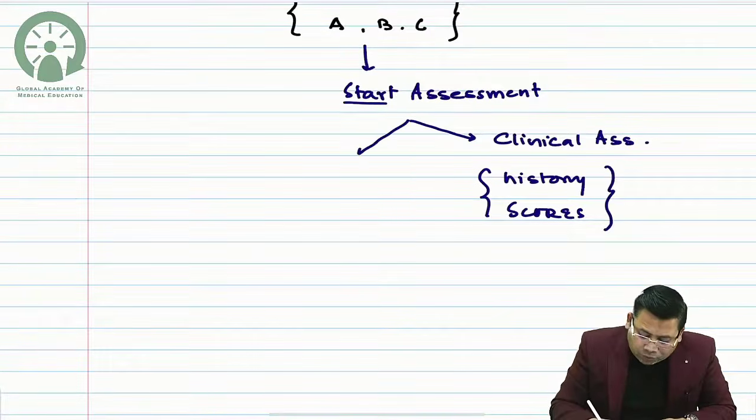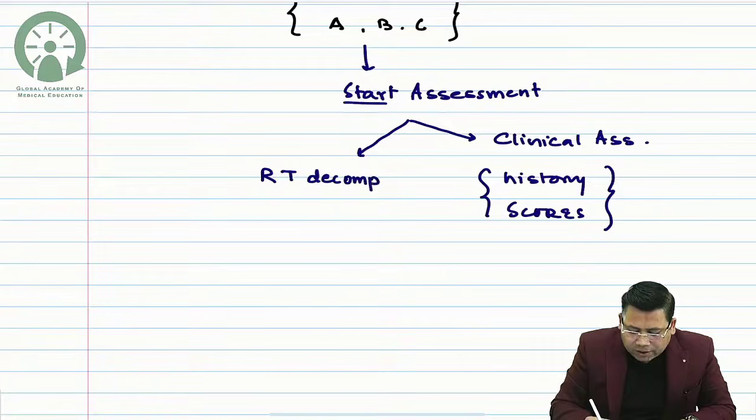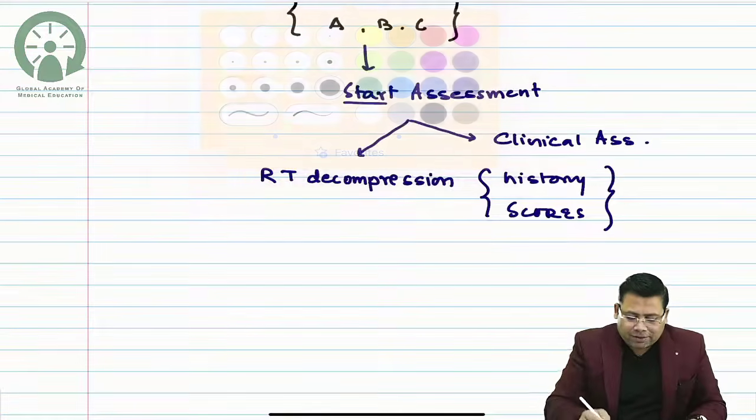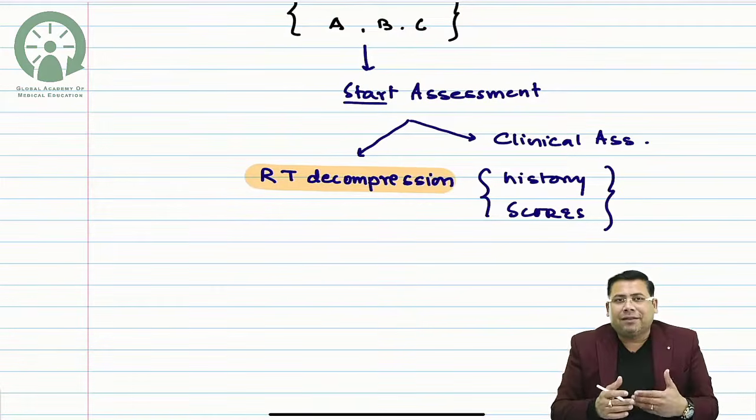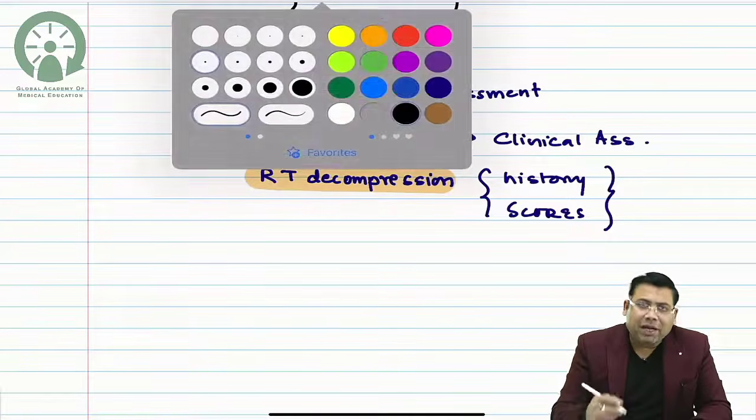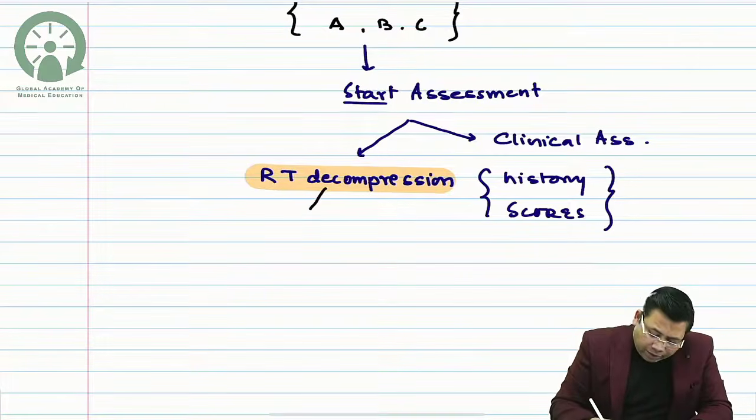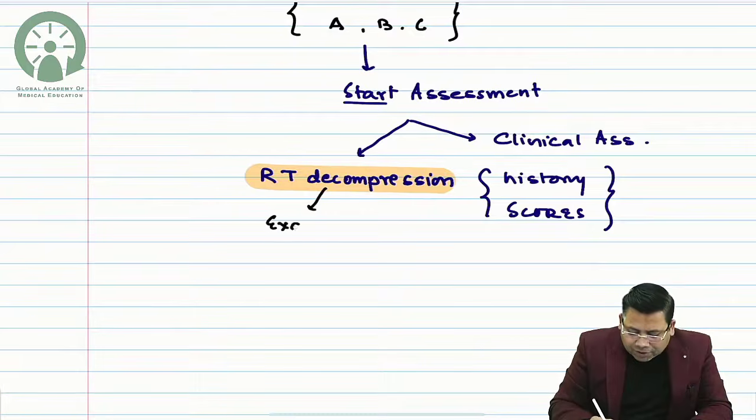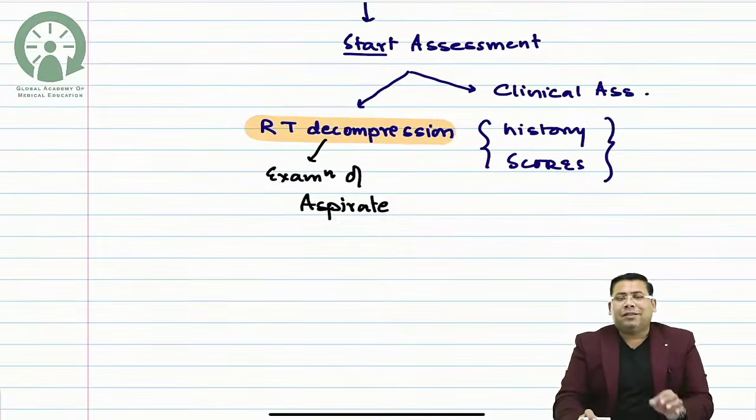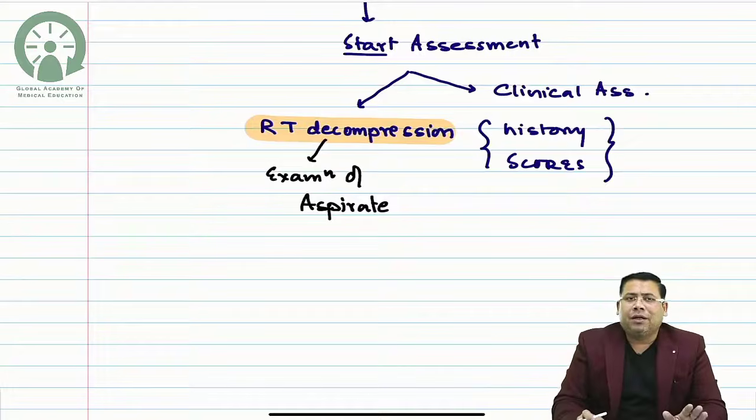And then you will always go for Ryle's tube decompression. Now why is Ryle's tube decompression very important? Because if you don't decompress the upper GI tract, there will be again and again regurgitation and further worsening of the scenario by causing recurrent aspiration. So Ryle's tube decompression helps you reduce the source of bleeding. And then examination of aspirate. When you do the Ryle's tube decompression, you aspirate and do an aspirate assessment.